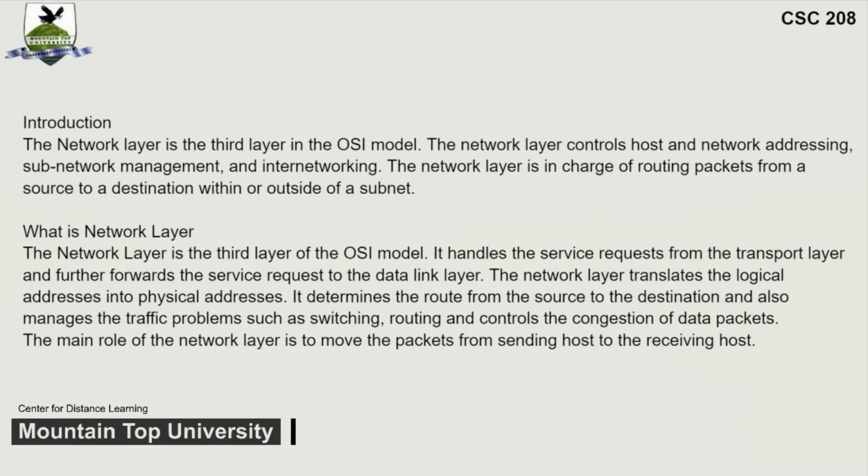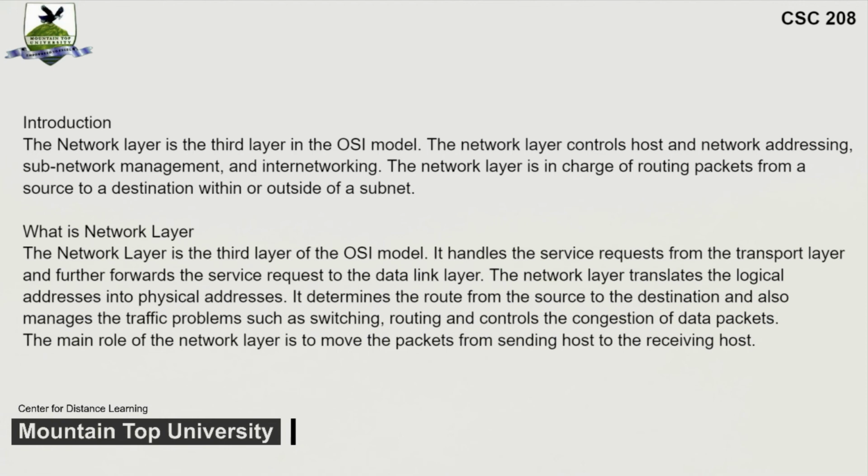What is the network layer? The network layer is the third layer of the OSI model. It handles the service requests from the transport layer and further forwards the service request to the data link layer. The network layer translates the logical addresses into physical addresses. It determines the route from the source to the destination and also manages traffic problems such as switching, routing, and controls the congestion of data packets. The main role of the network layer is to move the packets from the sending host to the receiving host.